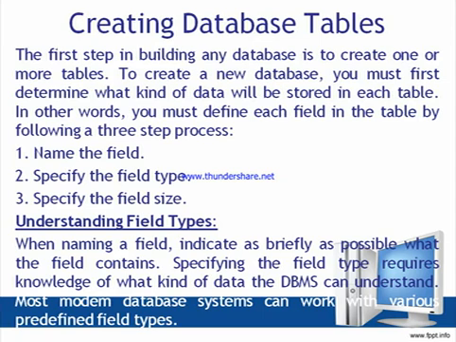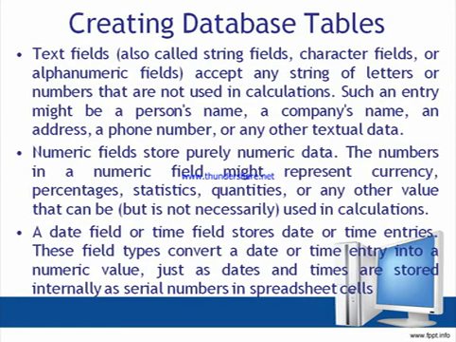Understanding field types. When naming a field, indicate as briefly as possible what the field contains. Specifying the field type requires knowledge of what kind of data the database management system can understand. Most modern database systems can work with various predefined field types. Text fields, also called string fields, character fields, or alphanumeric fields, accept any string of letters or numbers that are not used in calculations. Such an entry might be a person's name, a company's name, an address, a phone number, or any other textual data.